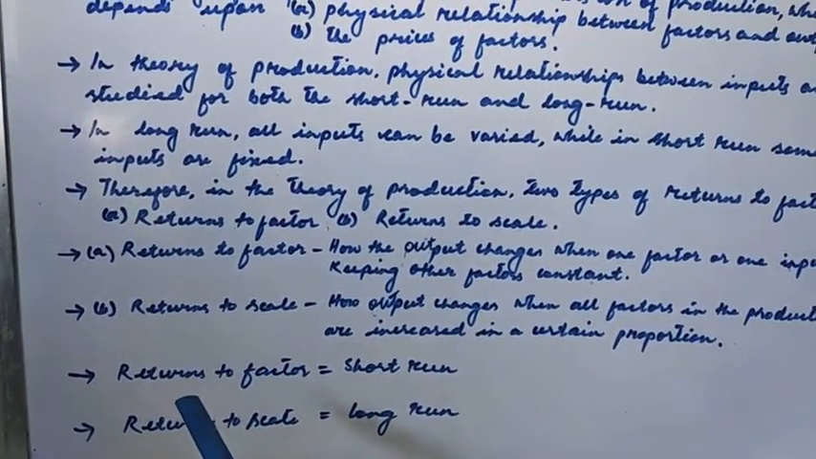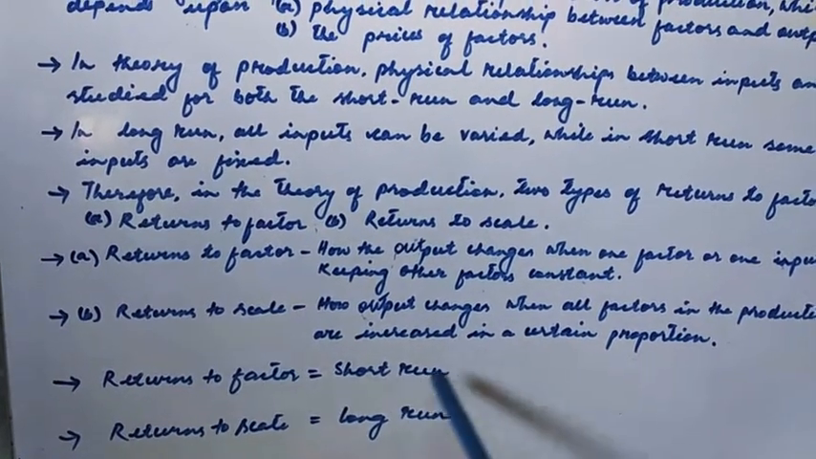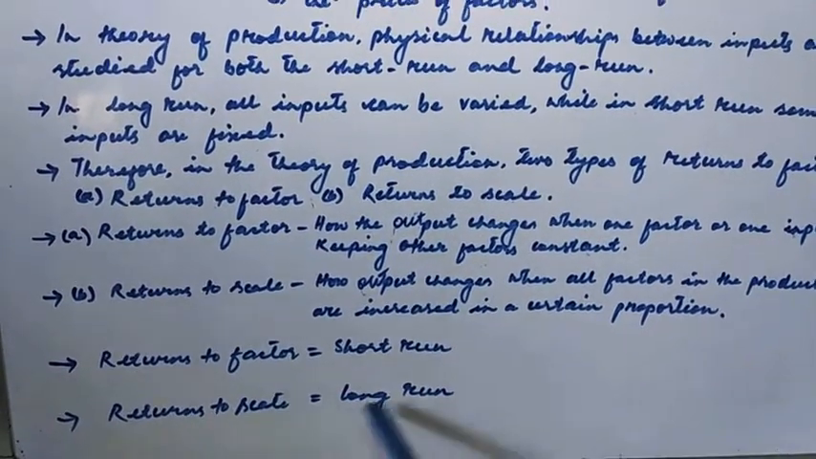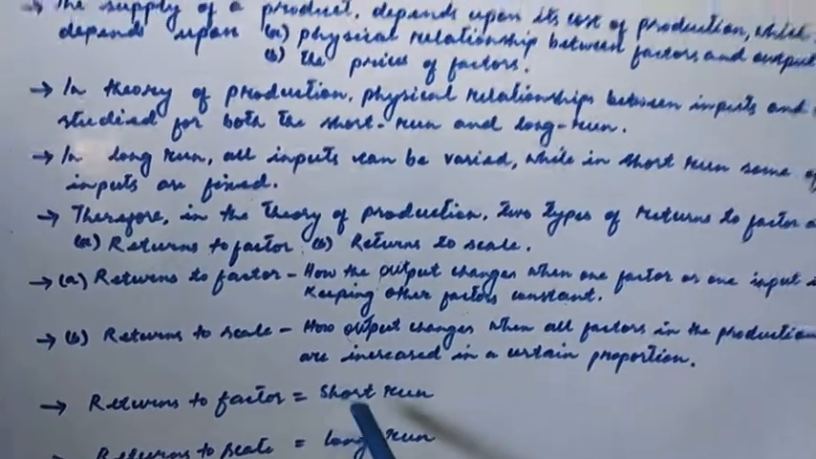So here we can see that returns to factor is considered in the short run, and returns to scale is considered in the long run.